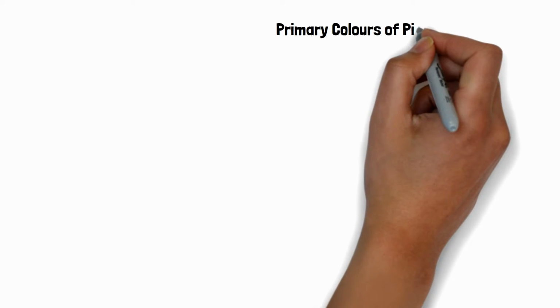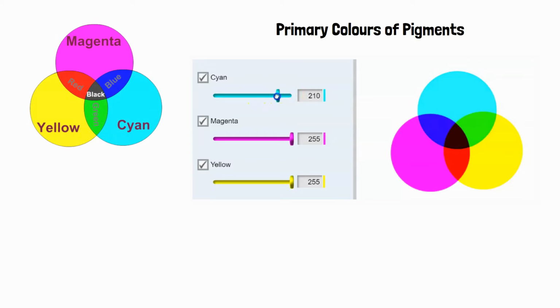Moving on to our primary colors of pigments, we see that the primary and secondary colors have been reversed. This is because instead of adding those colors of light that we see, we're subtracting them.